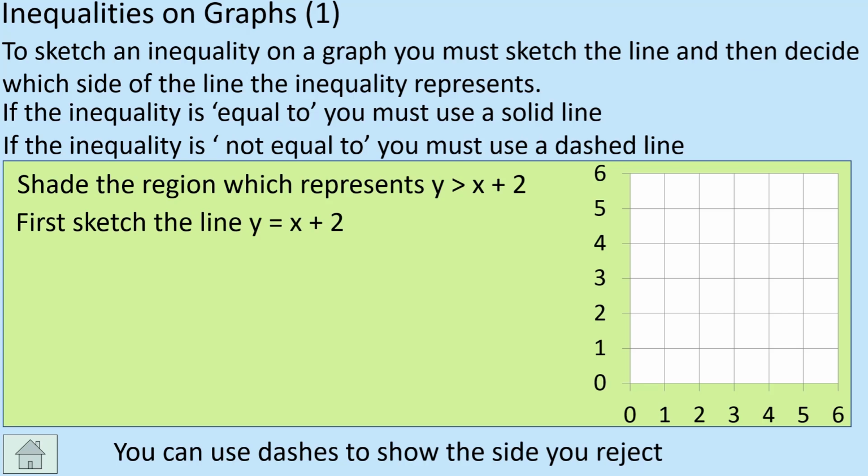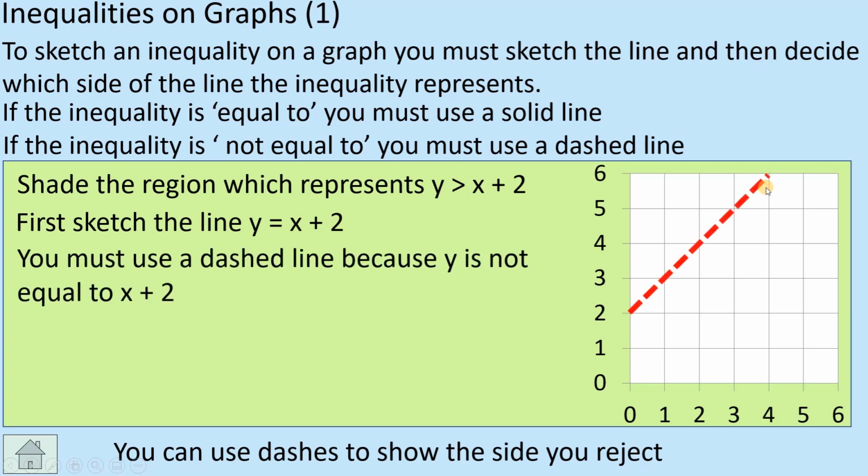I'm going to plot the line of y equals x plus 2. So if I think about y equals mx plus c, it's got a gradient of 1. It crosses at 2, so it's going to be 2 there, and it's going to go 1 across, 1 up, isn't it? So it should go along there, like that. There we go.